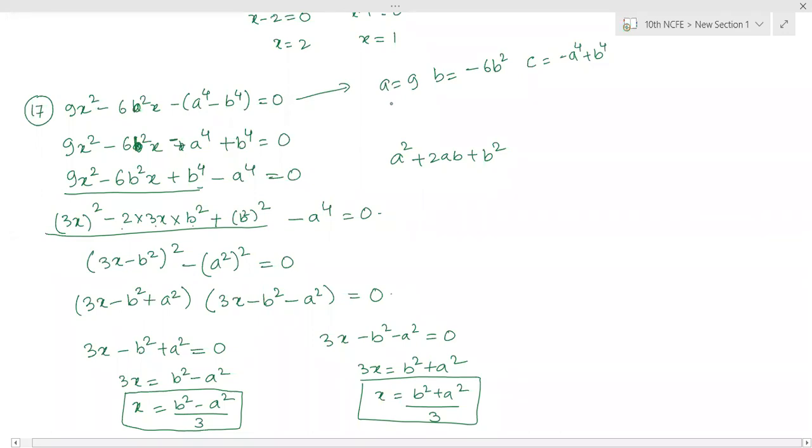Ma'am, in the examination, will they ask us which method? No, they will not ask. So any method we can use, right? Yes. Okay, ma'am.